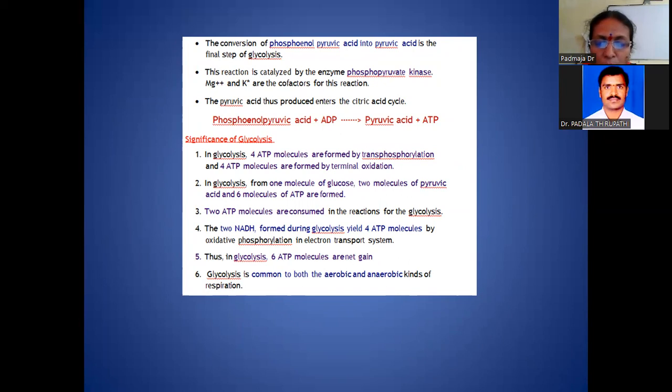Glycolysis is common to both aerobic and anaerobic kinds of respiration. So after glycolysis, they may enter the Krebs cycle or the citric acid cycle. This pyruvic acid is converted into acetyl coenzyme A and enters the mitochondrial matrix for the Krebs cycle.